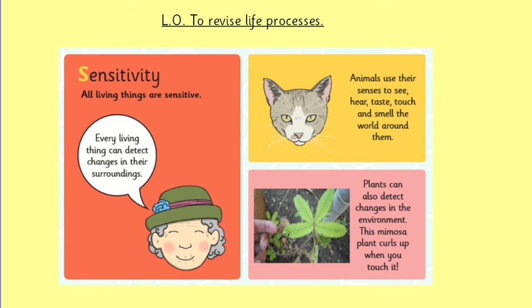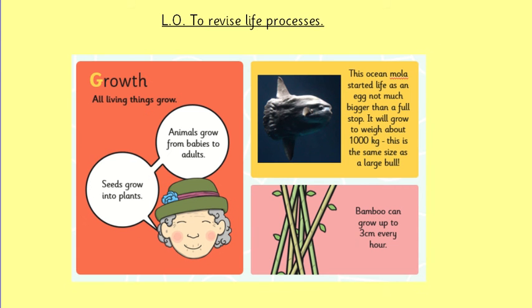All living things are sensitive. They are sensitive to their surroundings. We can tell when things change around us. Animals use their senses to see, hear, taste, touch, and smell the world around them. Plants can also detect changes in the environment. This mimosa plant curls up when you touch it. And we've all seen these in the grass around the garden at BIS Hanoi. These grow where we are. So all living things are sensitive to the things around them.